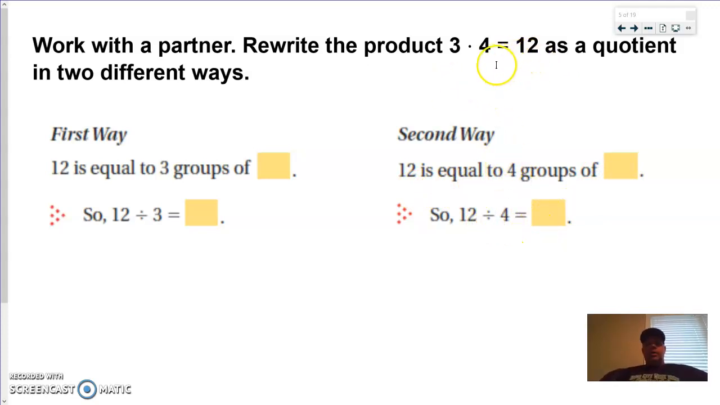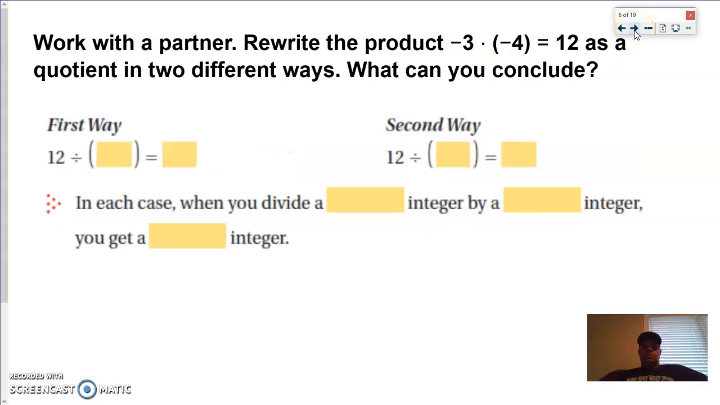Basically what we were doing is fact families, so we can have 3 times 4 is 12, 4 times 3 is 12, 12 divided by 3 is 4, and 12 divided by 4 is 3. When we do the same thing with the negatives, we've got 12 divided by negative 3 is negative 4. We also have 12 divided by negative 4 is negative 3.